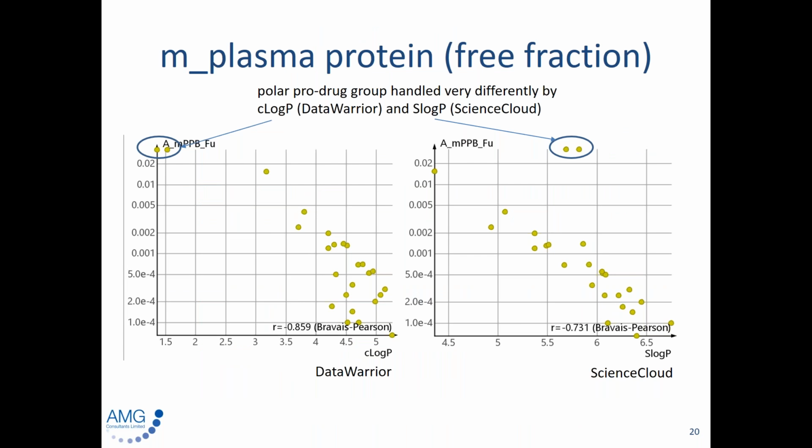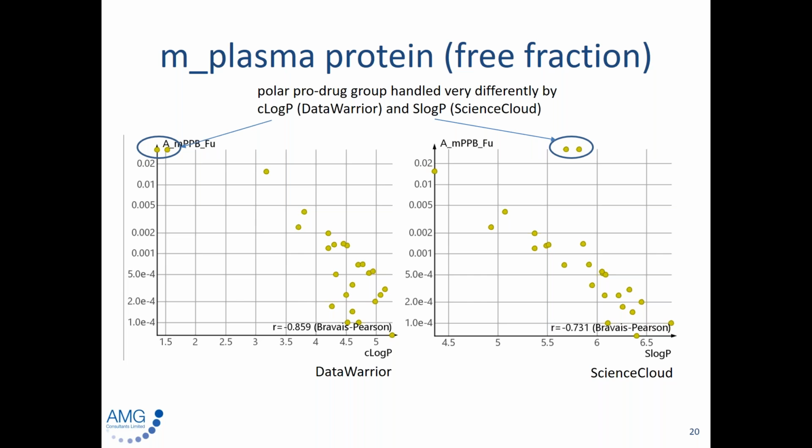So thinking about this, this is from a project that I've been involved in, and this is a plot on the y-axis of the free fraction in mouse plasma against logP. There are 2 different measures of logP calculation, the one that's in Data Warrior and one that's available from ScienceCloud. And the reason we have that is because that's where the data in this project is stored.